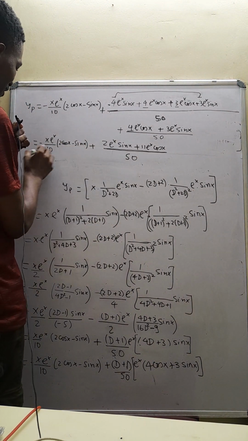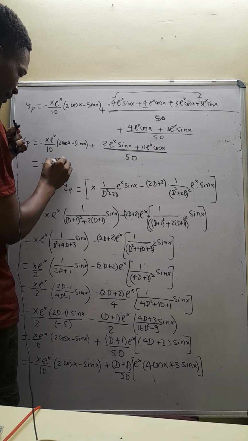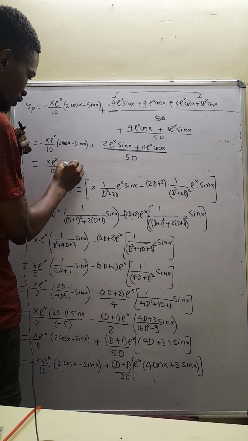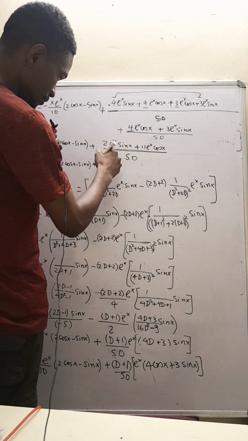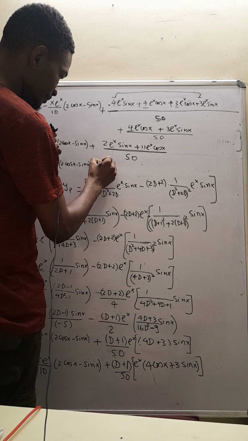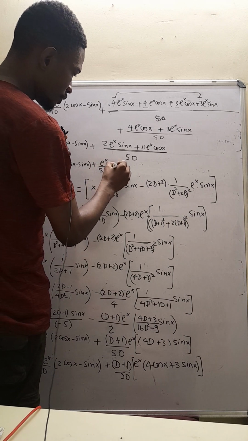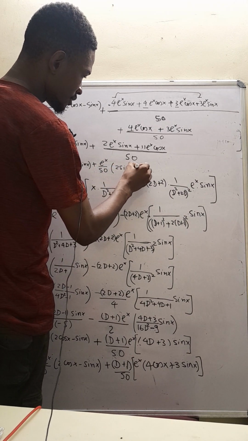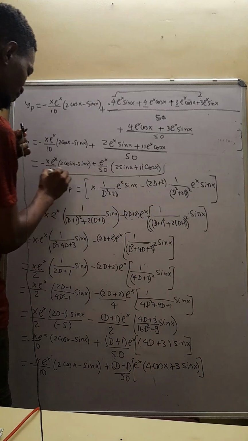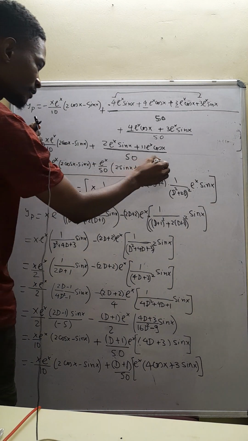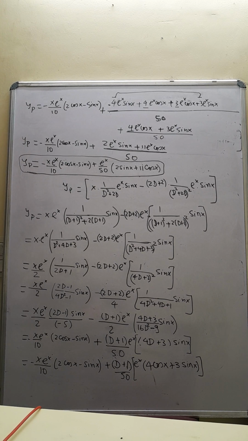So what you're going to have here: minus x Euler raised to x by 10, 2 cos x minus sine of x, plus this here will be Euler raised to x upon 50. So this will be 2 sine of x plus 11 cos of x. This is your yp. Okay, yeah, this is your yp.